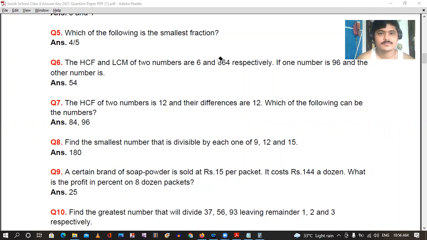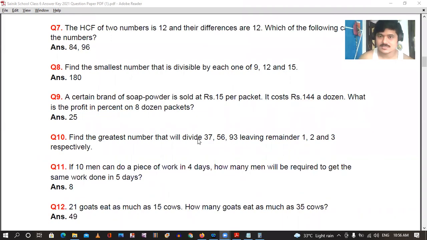Next. Question number 9 and 10, which are our second last and last questions that we will be doing. And after that, we'll do the rest in the next video. A certain brand of soap powder is sold at rupees 15 per packet. It costs 144 a dozen. What is the profit percent?